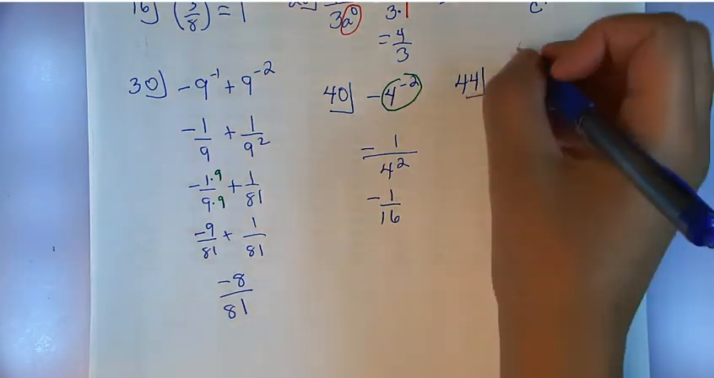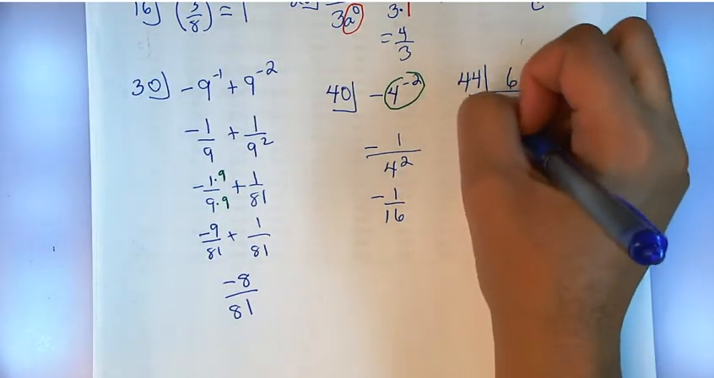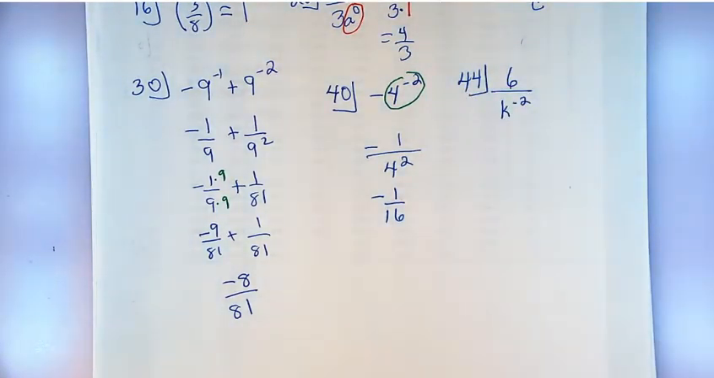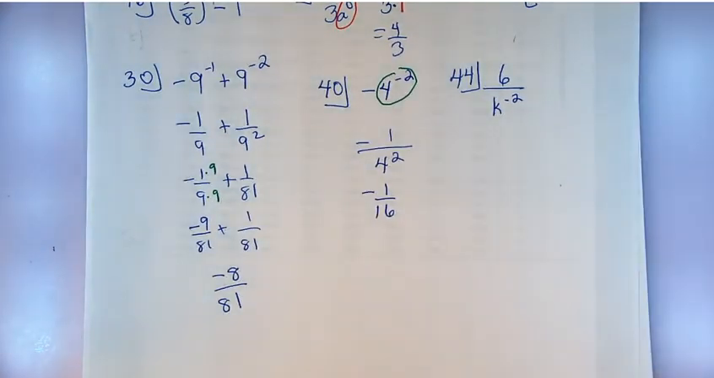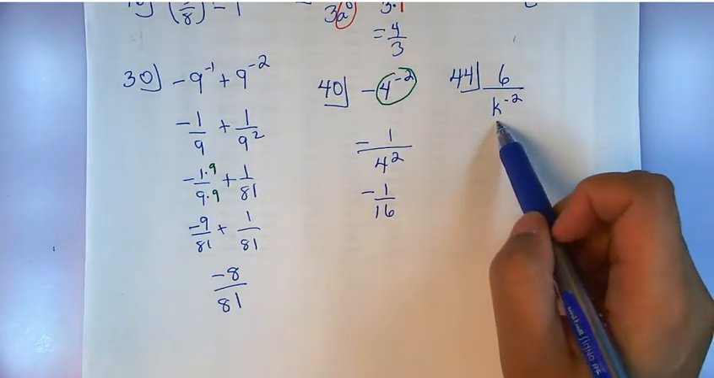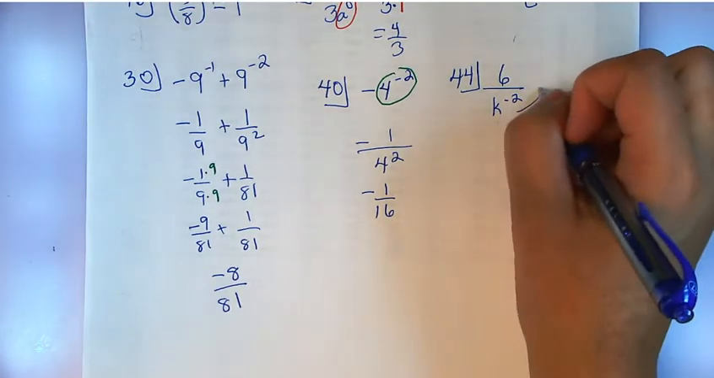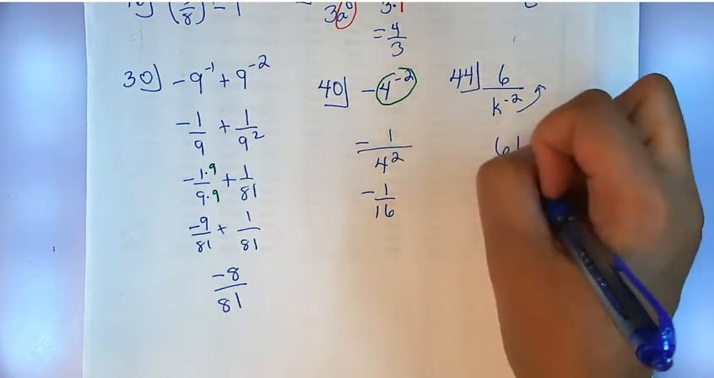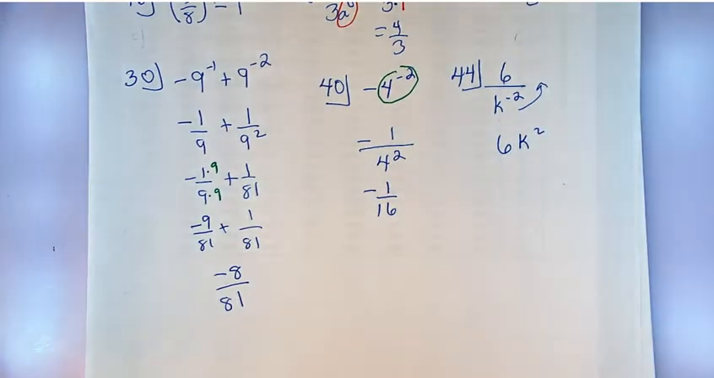Let's take 6 over k to the negative 2. Again, I hope you are trying these before I do it. Again, who's unhappy? K is unhappy where? Downstairs. So where's k got to go? Upstairs, exactly. So I'm going to have 6k squared, and that's it. Let's try 54.